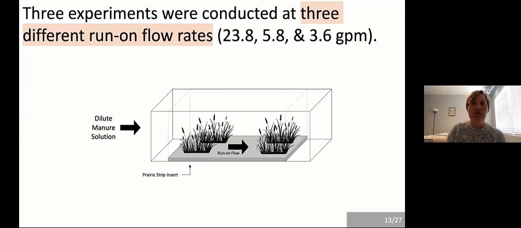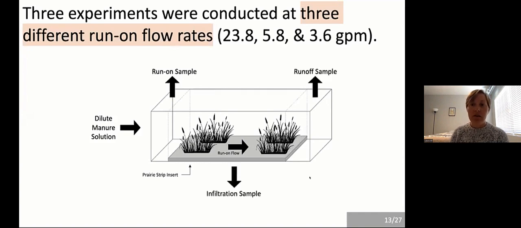Over the course of each experiment, samples were collected upstream, downstream, and then beneath the prairie strip insert, to represent run-on, runoff, and infiltrated samples respectively. In order to quantify the contaminant reductions caused by the prairie strip, we compared the concentrations downstream, so those at runoff and infiltration, to the contaminant concentrations seen upstream, in the run-on samples. Any change in concentration was labeled an effect of the prairie strip.